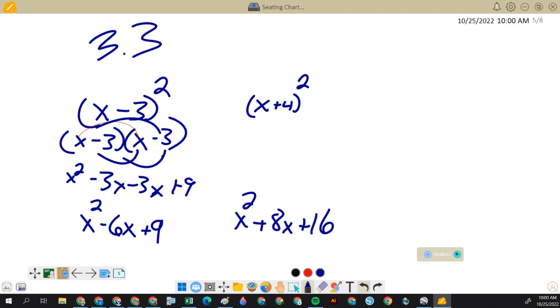So whenever you have the same factor times itself, you end up with a quadratic that follows a certain pattern.